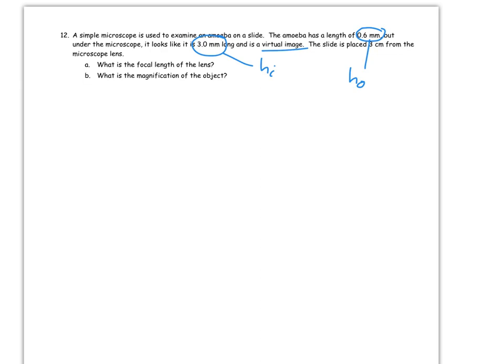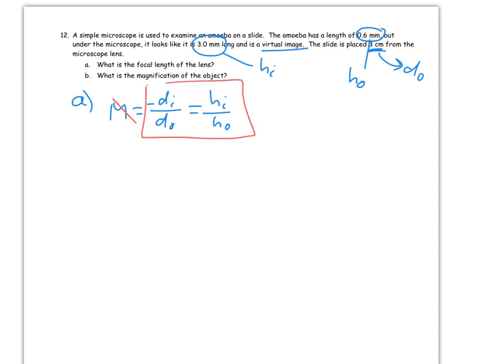So what we can start with here, we ultimately want to find the focal length, but because we know HO and HI, and also we know the slide is placed 3 centimeters from the lens, that's going to be our DO, we can start with the equation M equals negative DI over DO, which equals HI over HO. We don't yet care about our M, although we will for part B, so we're just going to use this part of the equation. And so we get negative DI, which we don't know, over 3, and that's going to be equal to HI over HO.